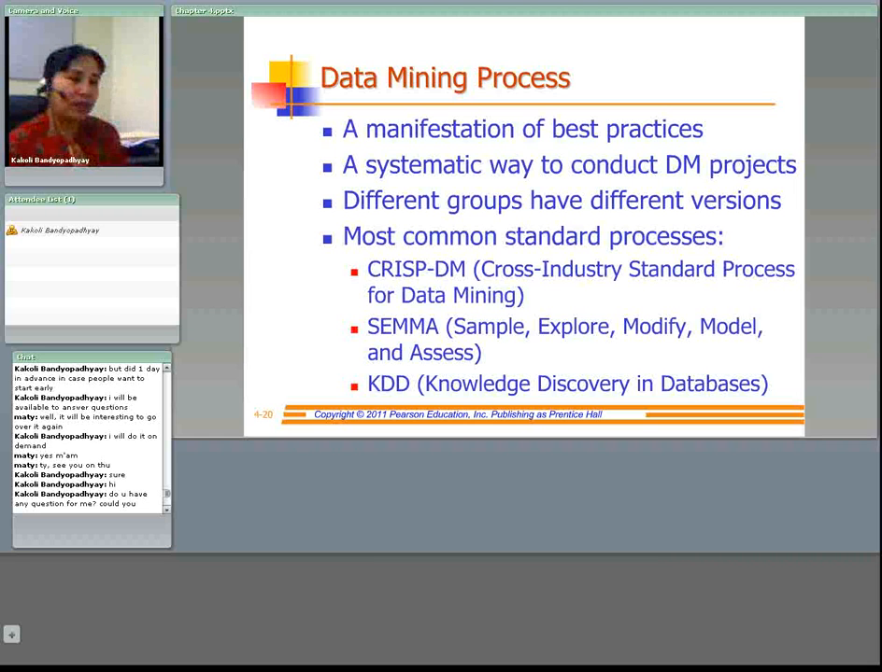There are different processes for conducting data mining, and different groups conduct data mining through various processes. There is the cross-industry standard process for data mining. There is sample, explore, modify, model and assess. There is knowledge discovery in databases, and so on and so forth.